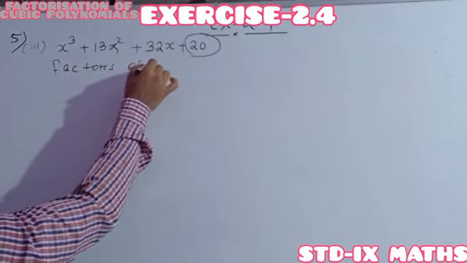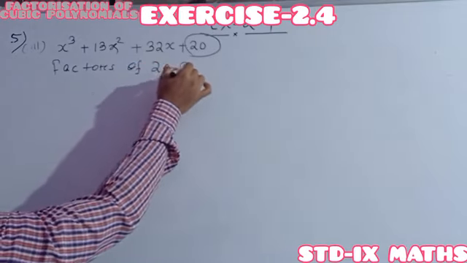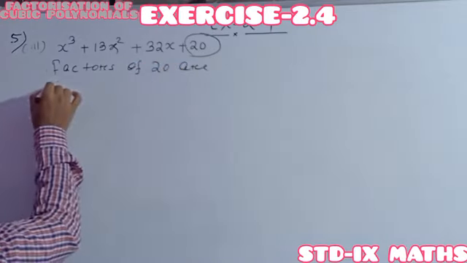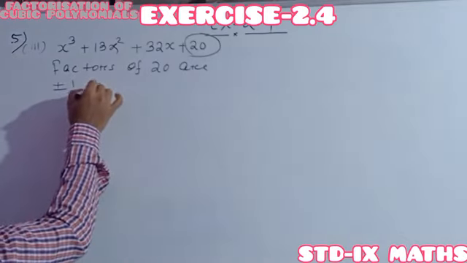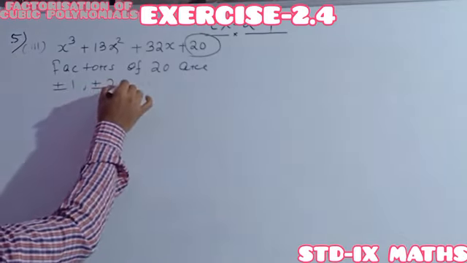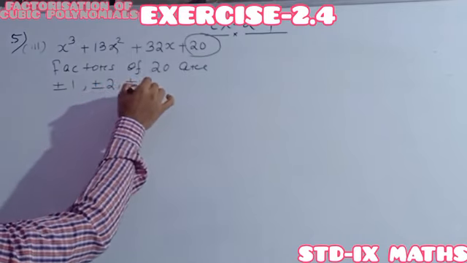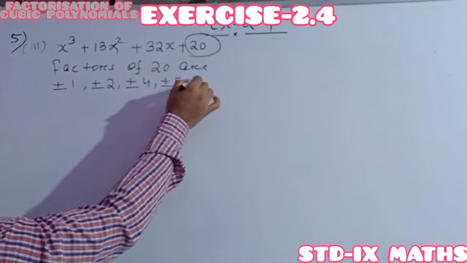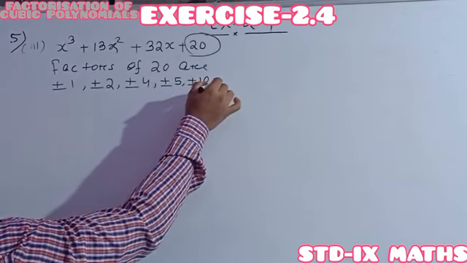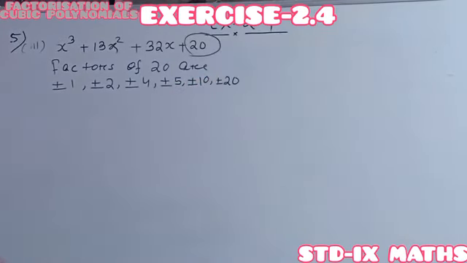Factors of 20 are, see, always I said plus minus 1 it is a factor, then plus minus 2 it is a factor, plus minus 4 it is a factor, plus minus 5 it is a factor, plus minus 10 it is a factor, and plus minus 20 it is also a factor.